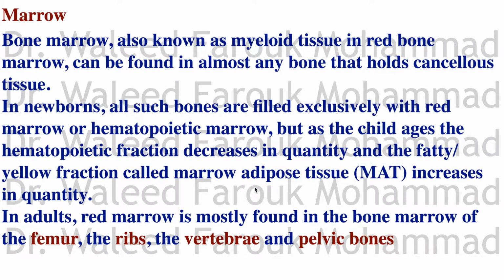In the adults, on the other hand, the red bone marrow is mostly found in the bone marrow of the femur, the ribs, vertebrae, and pelvic bones. And notice that these are the sites for the doctors to take samples of bone marrow to examine. For example, in cases of leukemias, samples are taken from the femur, the ribs, the vertebrae, and the pelvic bones, especially the iliac bones.